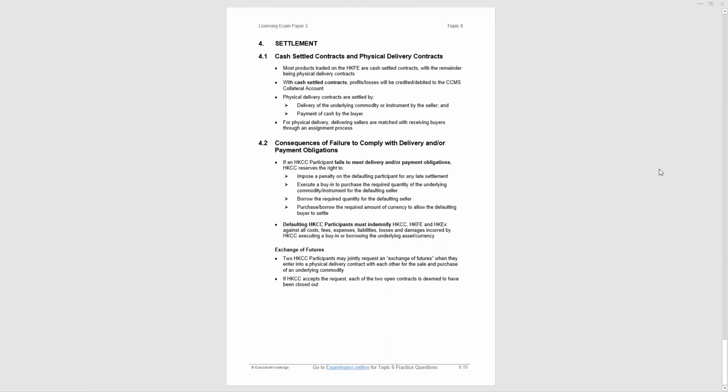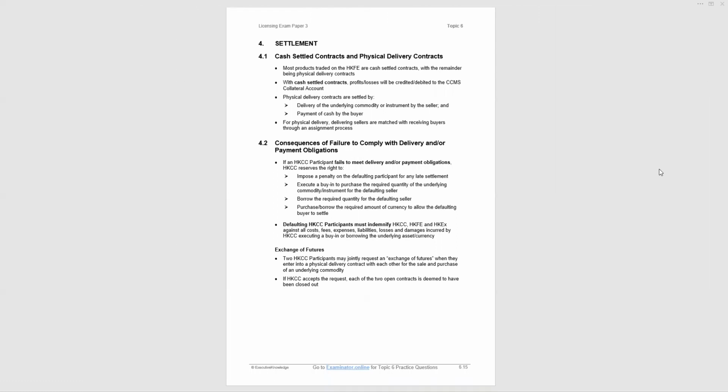Coming to the end of topic 6, section on settlement. Now, the vast majority of futures contracts are cash settled. What does that mean? It means that you enter into a futures contract. For example, you buy a futures and then sometime later you sell the same future. It is a reversing trade. You close out your position and it is cash settled.